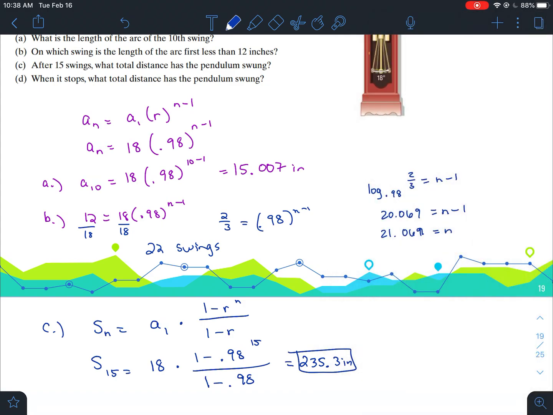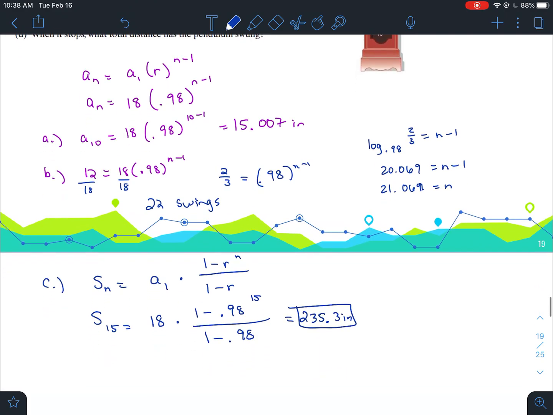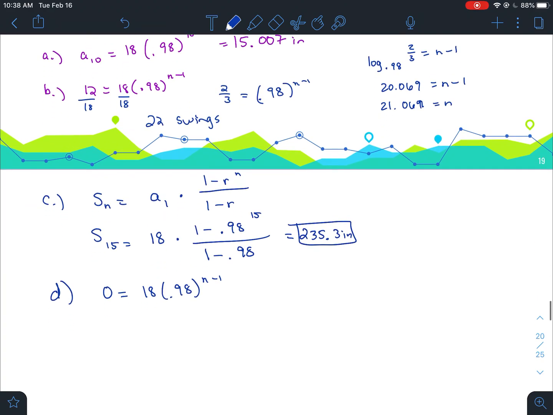When it stops, what total distance has the pendulum swung? So we need to figure out when the distance that the pendulum travels is 0, and then figure out how many swings that took, and then we'll find the sum of the geometric series. So for part D, we want the distance to almost be 0. So we want when 0 equals 18 times 0.98 raised to the n minus 1 power. So divide by 18. So we want to know when 0 equals 0.98 raised to the n minus 1.